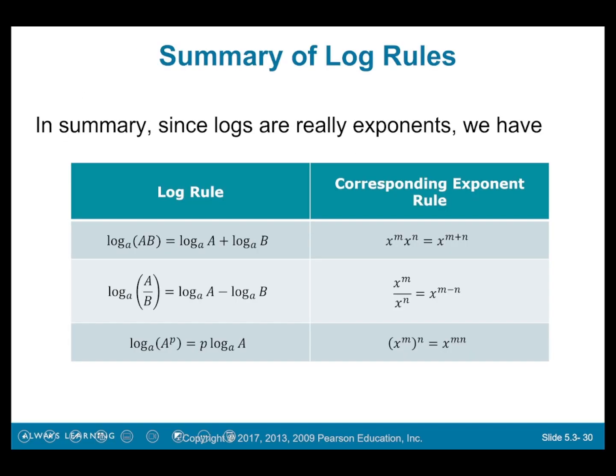So in summary, here are your log rules, and these are the exponent rules that they should remind you of. So when we do the log of a times b, that's the same thing as log of a plus log of b. Well, that really comes from the rule where we can add exponents: x to the m times x to the n is x to the m plus n. Similarly, for the other two rules, they correspond to these exponent rules. So it's really good to have all 6 of these in your back pocket. I will list all 6 of these on the final exam for you in that little formulas box to help you out.